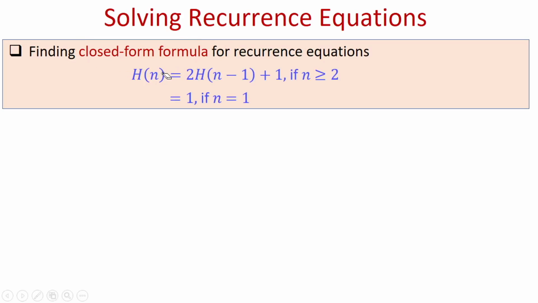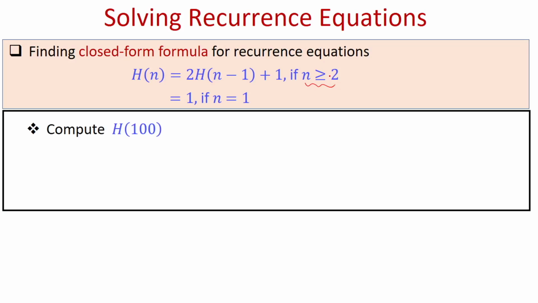Suppose someone gives me this recurrence equation. The recurrence equation is h of n is twice the value of h function on input n minus 1 plus 1 for all n greater than or equal to 2, and the initial condition is that h of 1 is 1. Now, suppose someone asks me, can you find the value of this h function on the input 100? I can say, well, that's not difficult. As per my relation, h of 100 will be twice h of 99 plus 1, and h of 99 will be twice h of 98 plus 1, and so on.